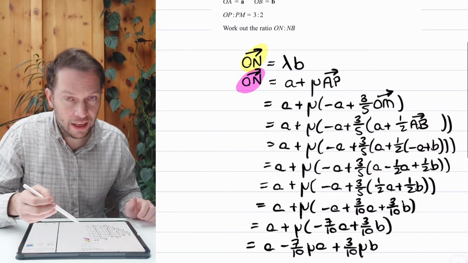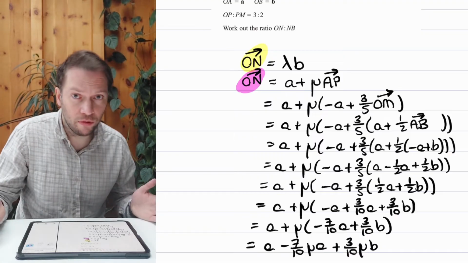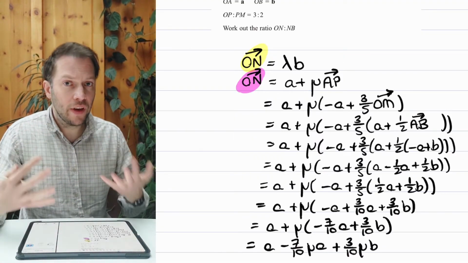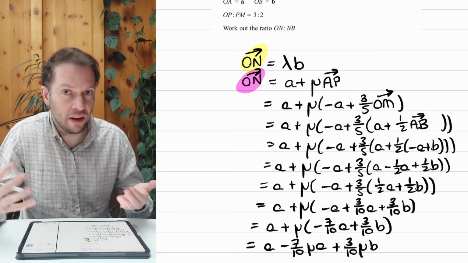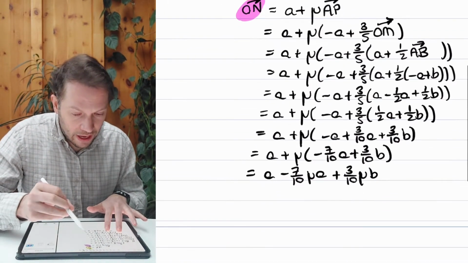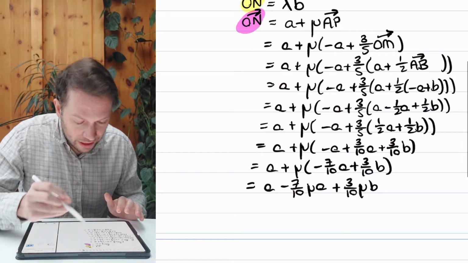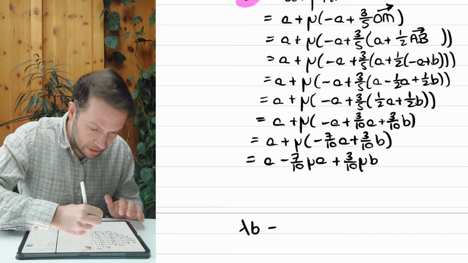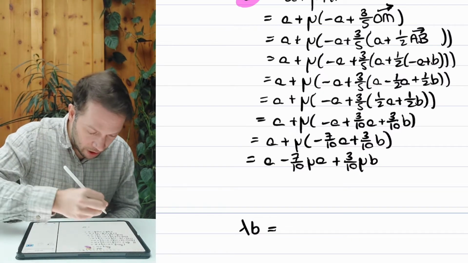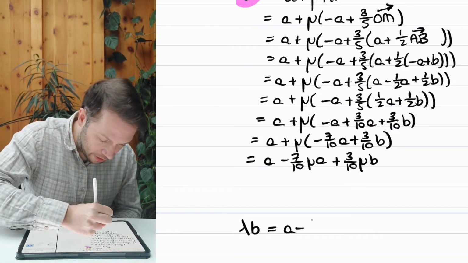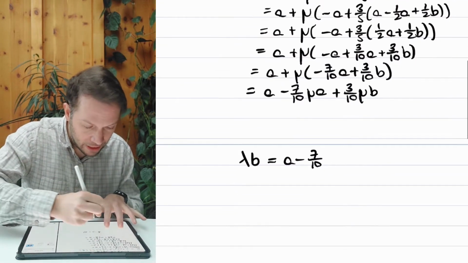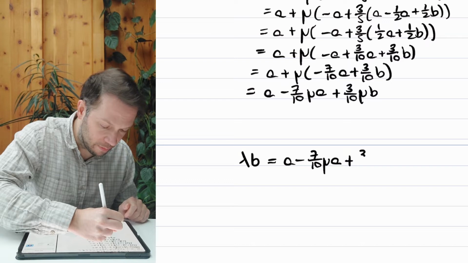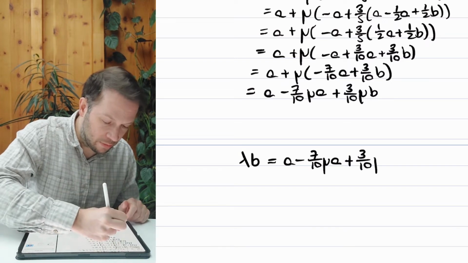Now, O to N, whether we go the yellow route or the purple route, we end up in the same place. We start in the same place, we end up in the same place. So those vectors must be equal. O to N is O to N, regardless of what route you go. So that means we can set them equal to each other. So let's do that. We've got lambda B is equal to the purple way, so that's A minus 7/10 mu A, sorry, plus 3/10 mu B.